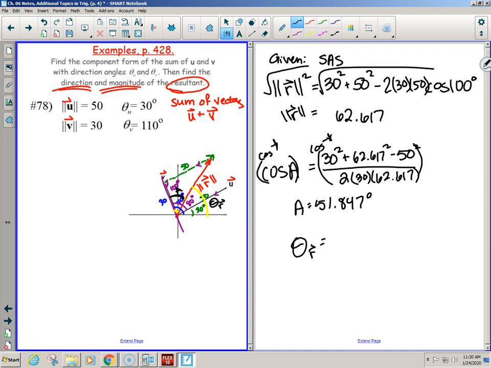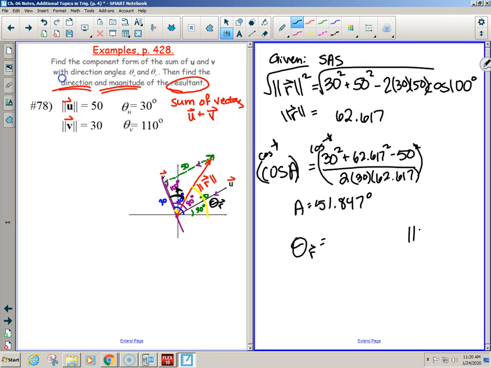So I have all the pieces I need though. I know this angle. I need this angle. It's the sum of those two. Who was this guy to begin with? 110. So what's 110 minus A? 58.153.